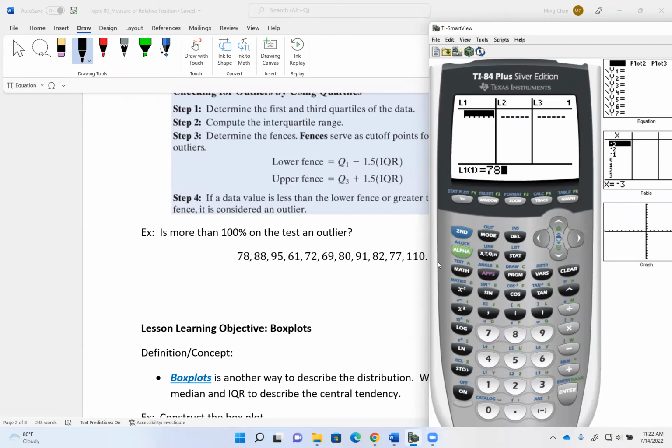Even 110. We've got 10 numbers, right? You enter these numbers, go back to stats, go to calc, choose number 1, one-variable statistics, the same as how we find the mean and standard deviation. Oh, I'm missing some numbers. Sorry.